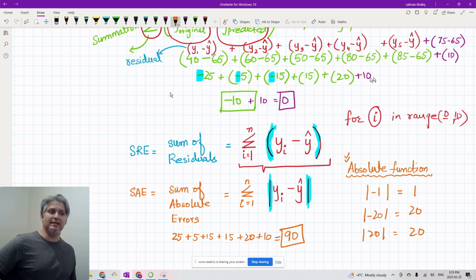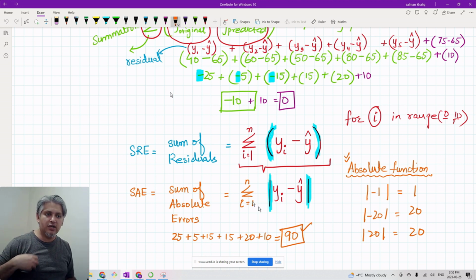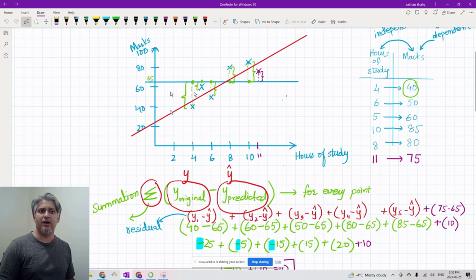Yes, I did add this 10, which means you can see my error is pretty big now. If I ignore the sign, this tells me my points from the original line to the predicted line are so far away. 90 total, the distance is 90. I want to reduce this 90 to 0. I can make it 0 by doing this if I just do sum of residual errors, because many lines can do that. You can figure out so many lines.